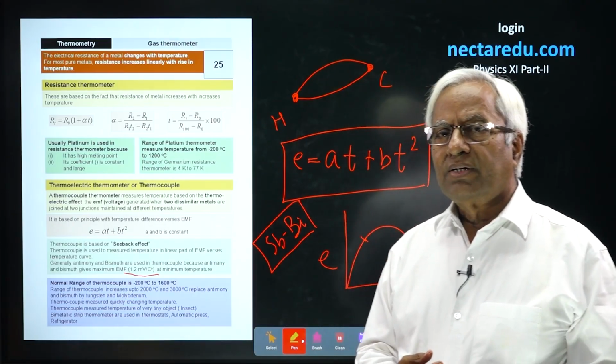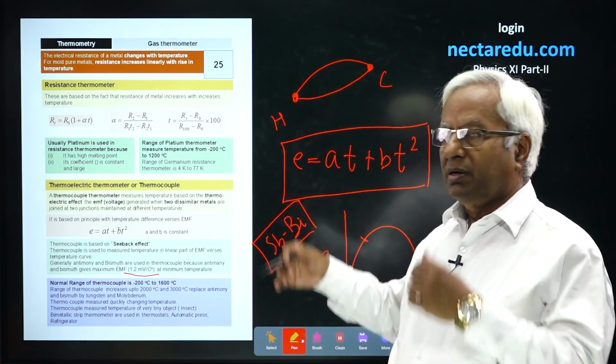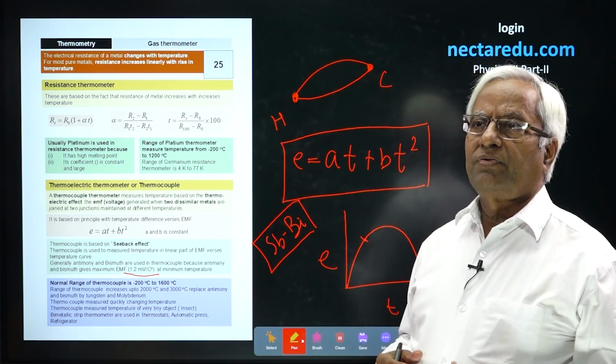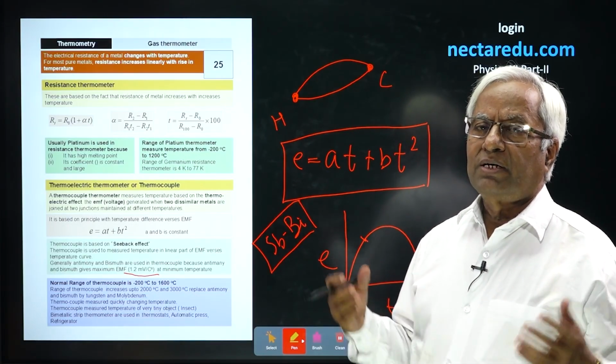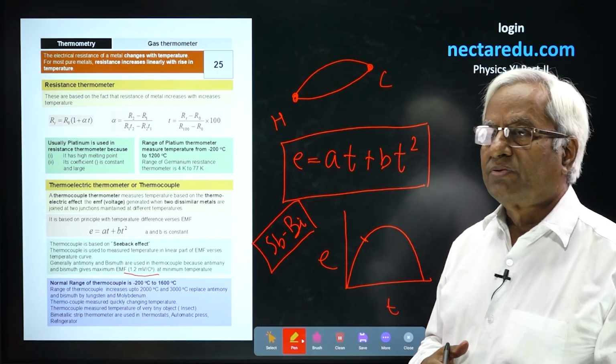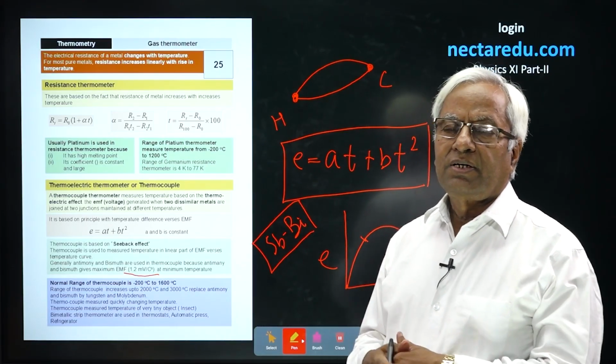And the most advantageous thing with this thermocouple thermometer is that it is capable of measuring temperatures that are of a rapidly changing nature, like that of insects. For insects, it's a wonderful thermometer.